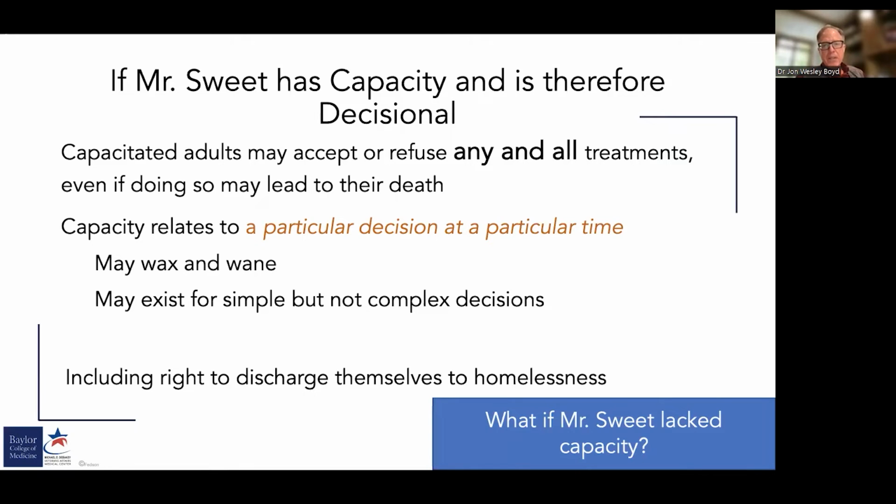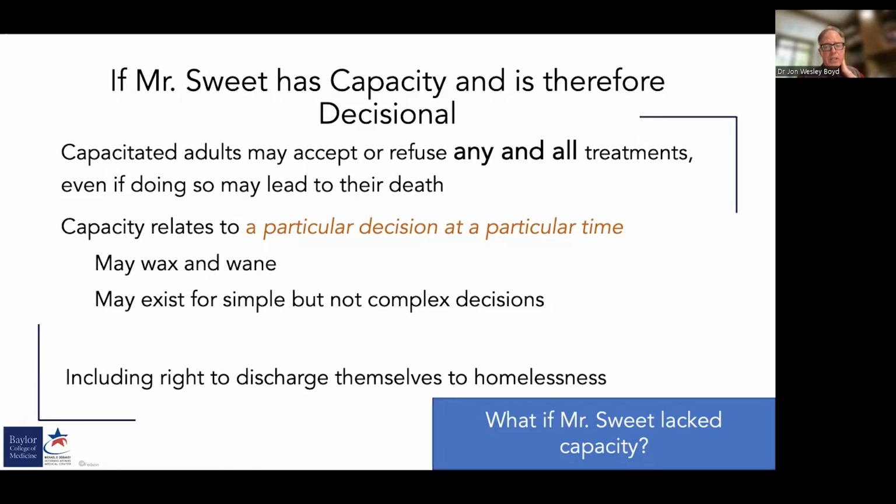And now this is just repeating what you've already heard. If he has capacity, he can accept or refuse any and all treatment, even if it might lead to his death. This was not the case, let's say 60 years ago in Western medicine. 60 years ago, even 50 years ago, medicine was much more paternalistic and would have stepped in and probably performed the operation and the amputation over and against his refusal of that operation. But these days, in Western medicine, autonomy reigns supreme. And the rest of this is repetitive from previous slides at this point.